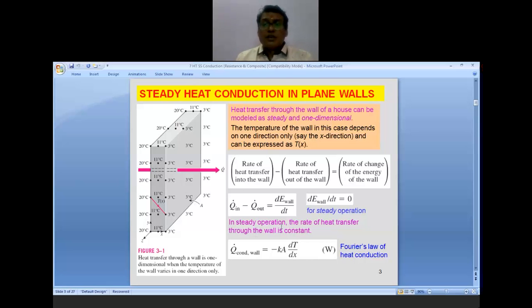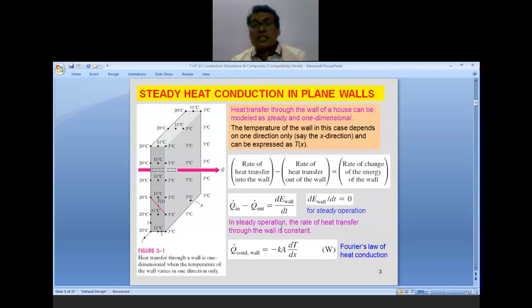In steady operation, the rate of heat transfer to the wall is constant. This is very important. In steady state operation, the rate of heat transfer through a wall or through a sphere or through a cylinder or through any object will remain constant. But the condition is that it should be the steady state operation. Then and only then the rate of heat transfer is constant. Generally, we are taking all the problems at steady state condition.